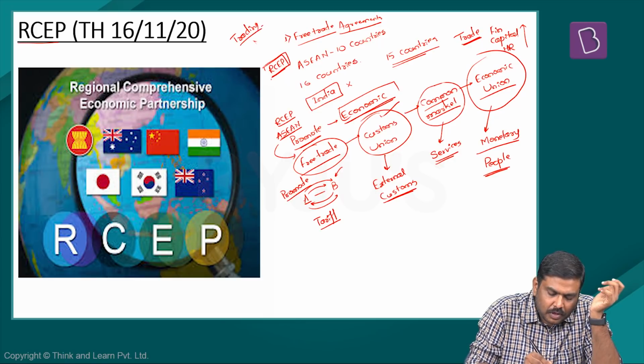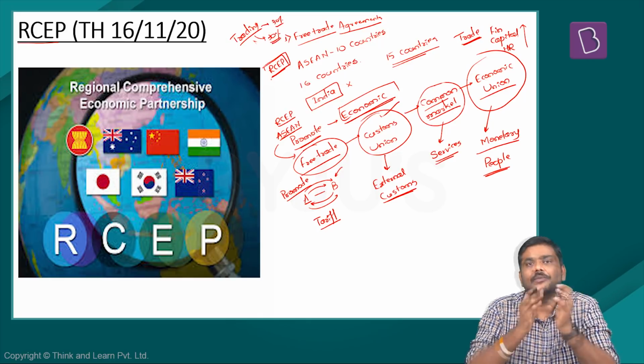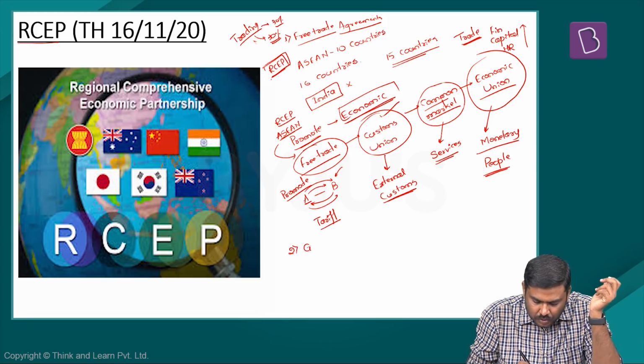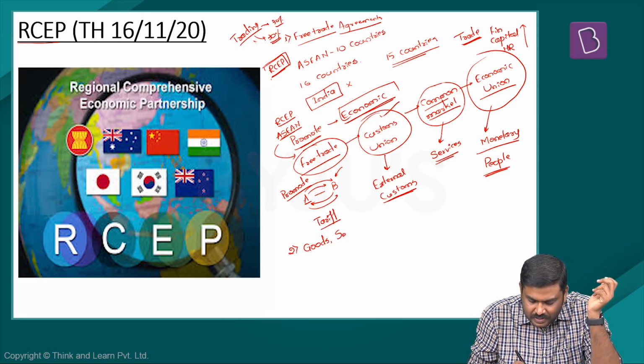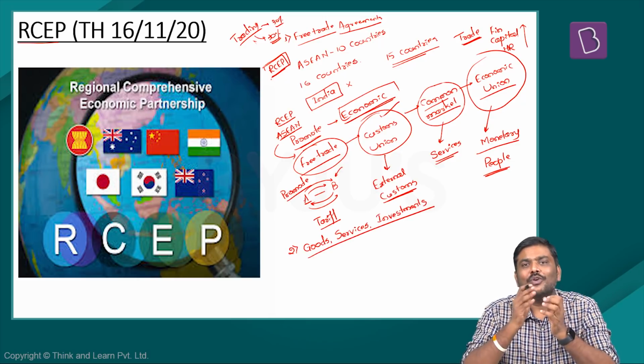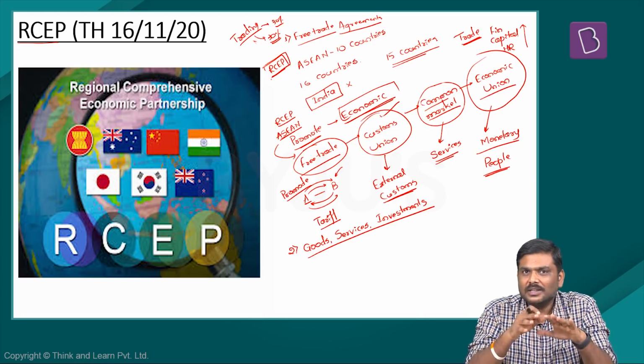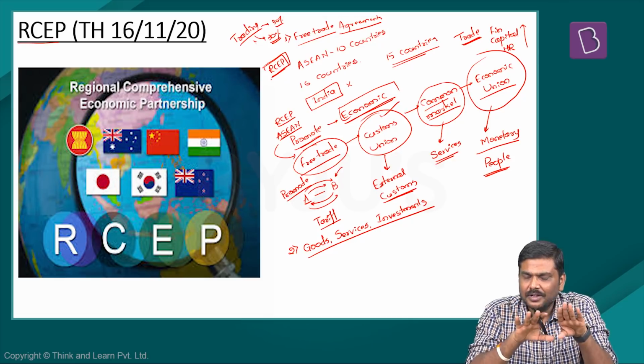RCEP will account for around 30% of the global trade. It will also account for around 30% of the global population. The next very important point with respect to RCEP is it will cover goods, it will cover services, and it will also cover investment. Now coming to the most important point, why did Government of India decide not to join RCEP? Here are some of the very important facts related to this.